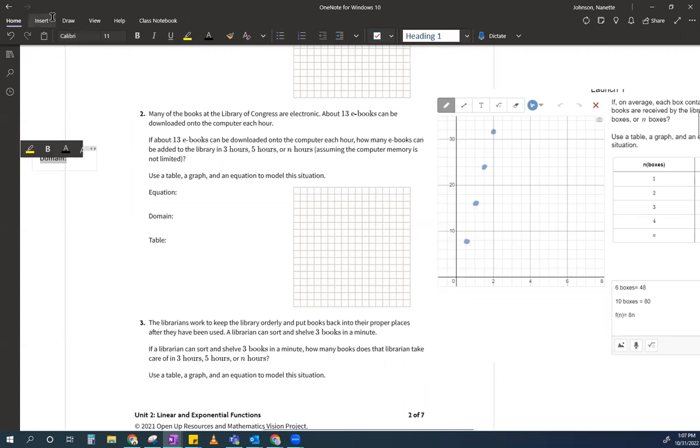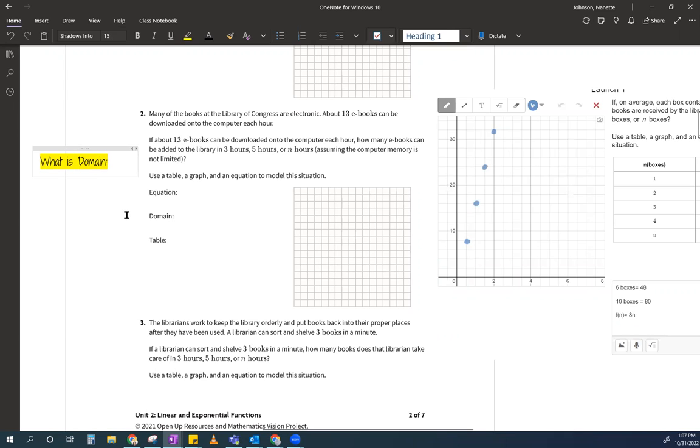Let me just change this to my font so you can all find it. What is domain? Anybody know what domain is? Okay, so what is domain? I will say it like this. It is all of the possible x values that make sense for the x. Okay. What, Miss Johnson? What are you talking about?